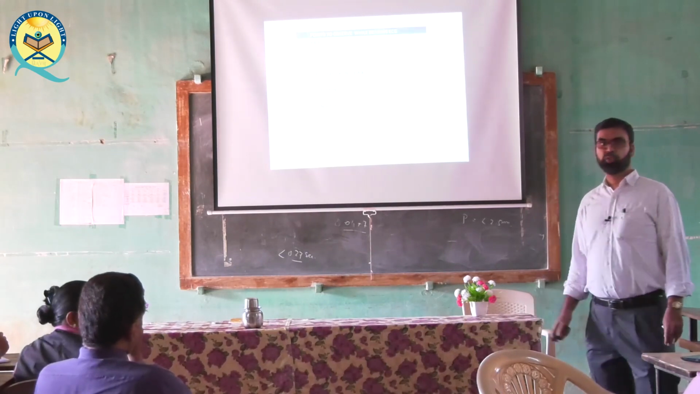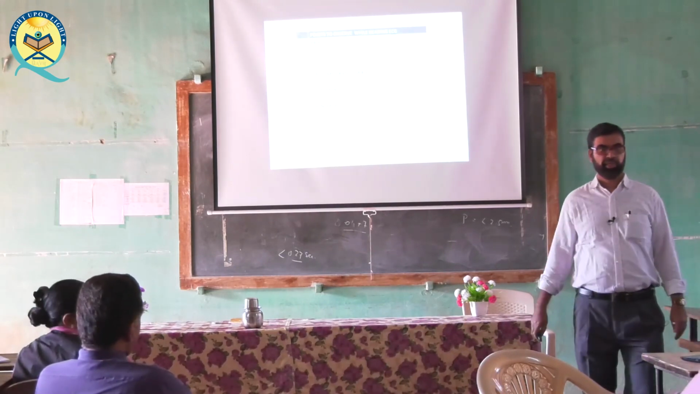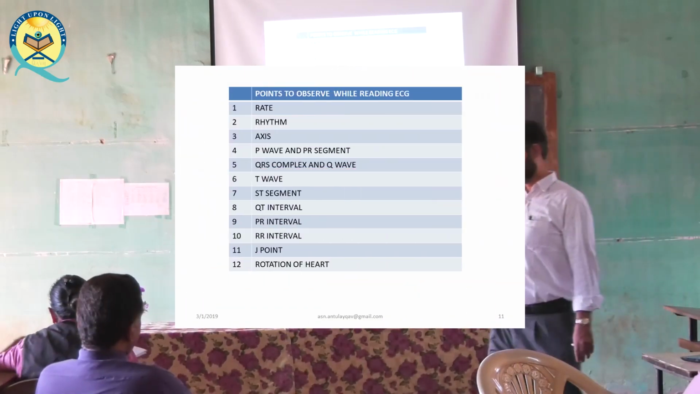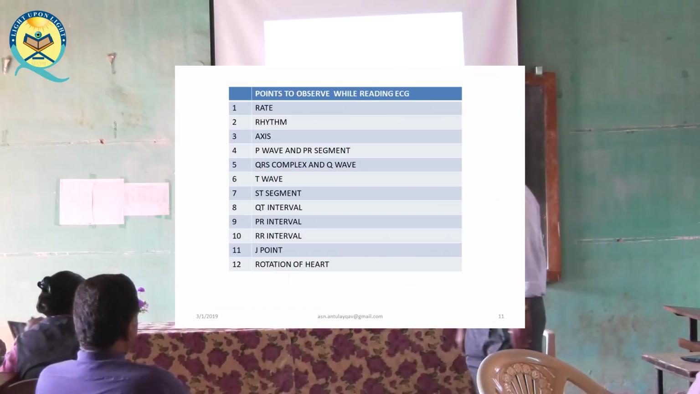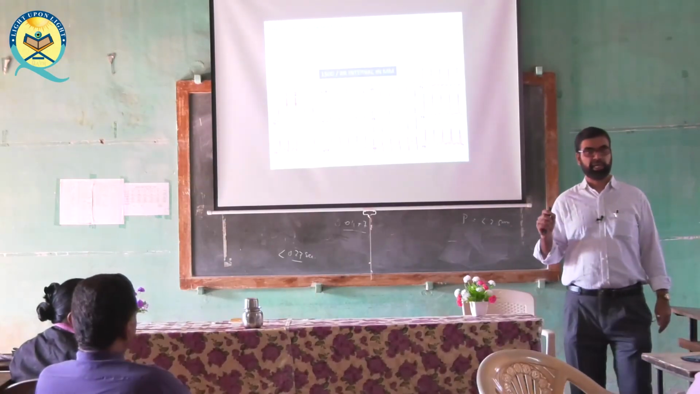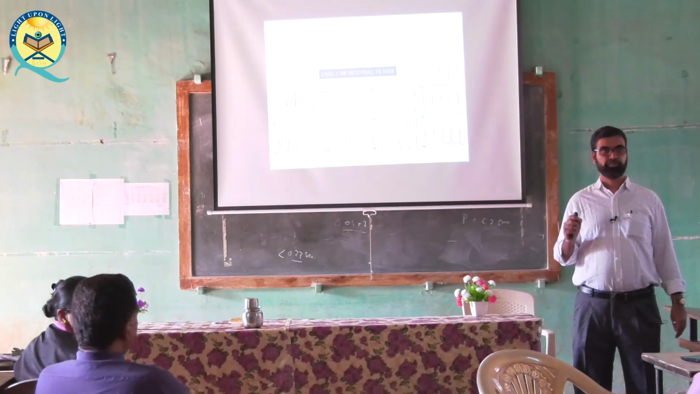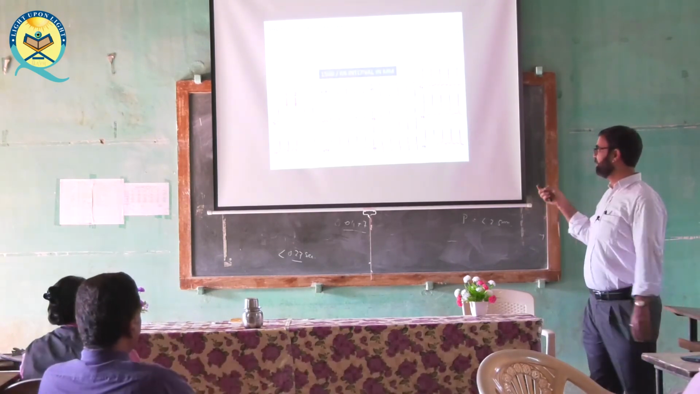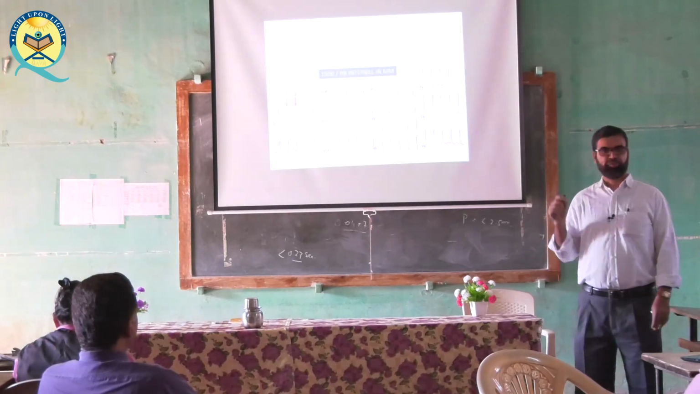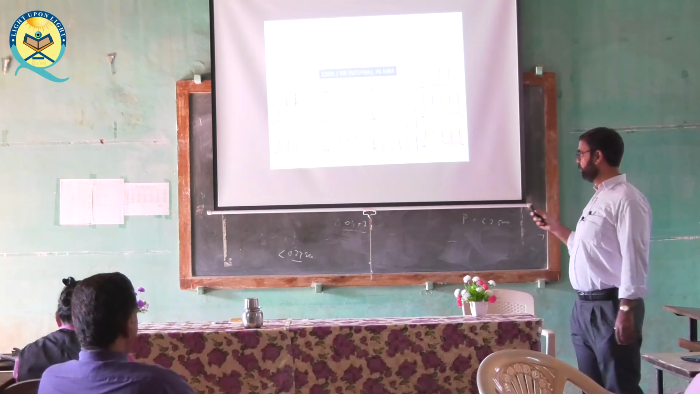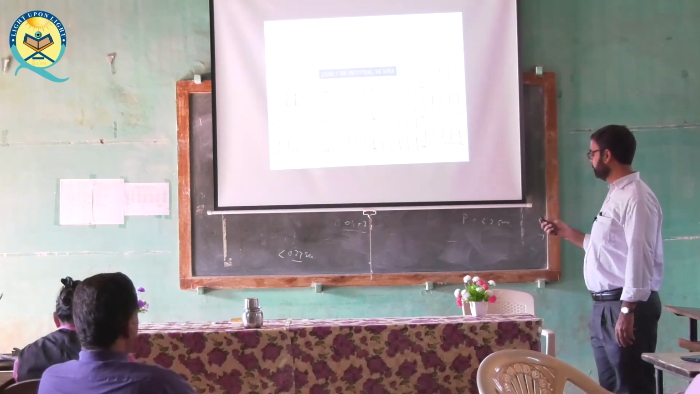Now what points you should observe in ECG? क्या points हैं जो observe करने के रहते हैं? पहला तो rate. How to calculate rate? Rate is calculated by 1500 divided by RR interval. अभी इसका RR interval निकालो.